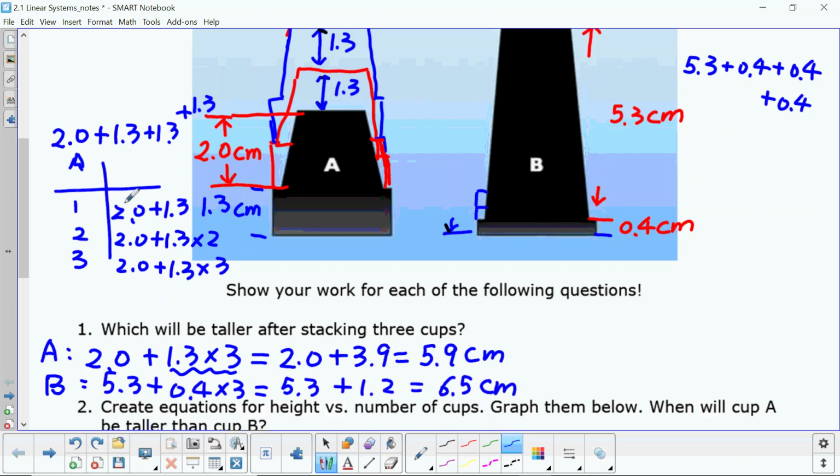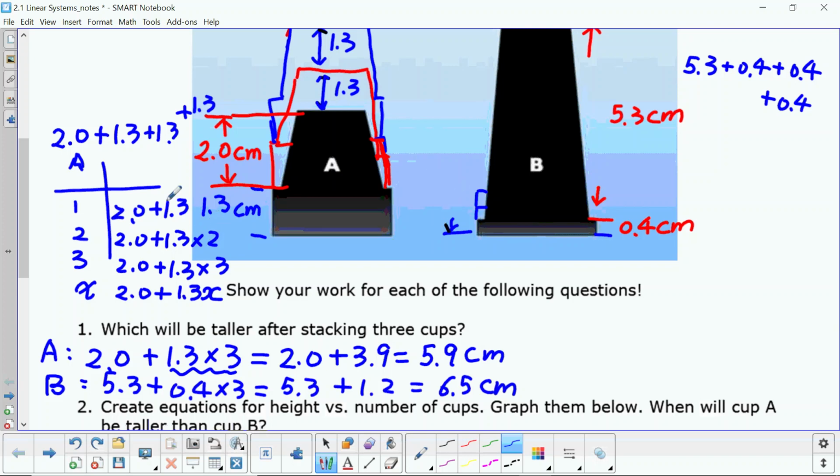Then for an equation we want to find, if it's x cups, then it will be 2.0 plus each layer, each 1 cup adds 1.3. You have x cups, it will be 2.0 plus 1.3x. That is how you find the height for cup A if you have x cups.